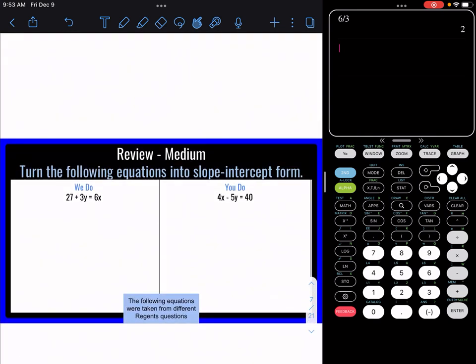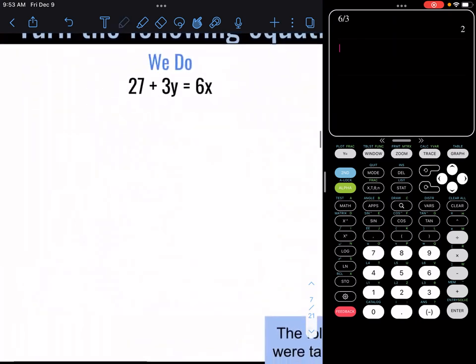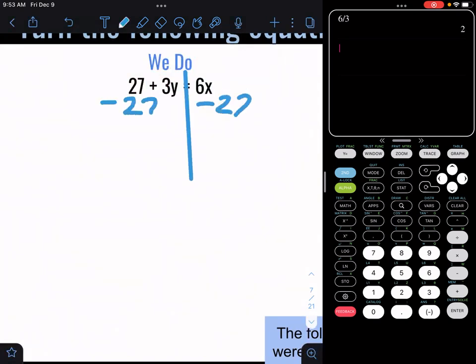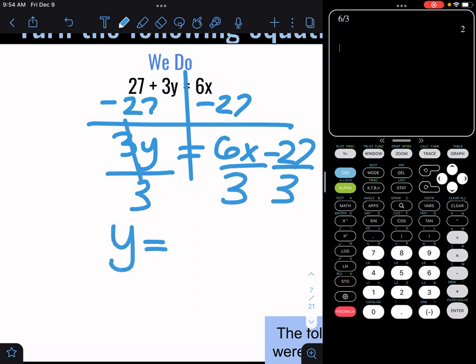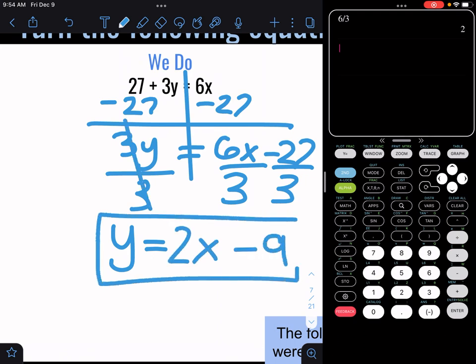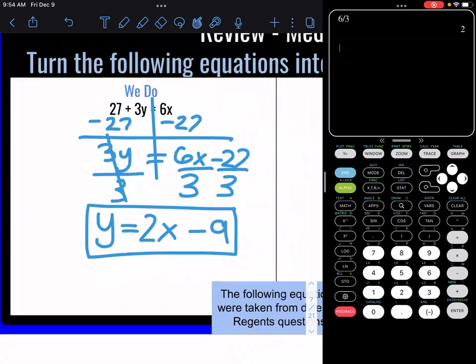Alright, these are all equations that were taken from different Regents exams, just so we can make sure we know how to do all types. These are medium level problems. Let's try these. Let's get that 27 on the other side, so subtract 27 from both sides. I'll have 3y equals 6x minus 27. And now to get rid of that 3, I'm going to have to divide each number by 3. And I'll get y equals 6 divided by 3 is 2, 2x. And negative 27 divided by 3 is negative 9. Nice job. Slope would be 2, and y-intercept would be negative 9.